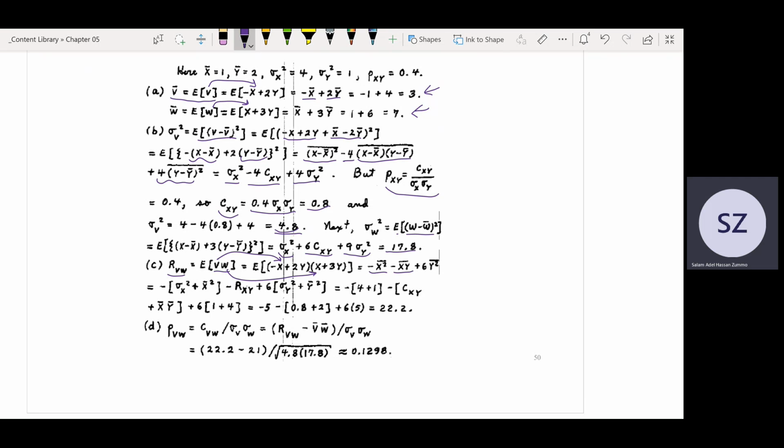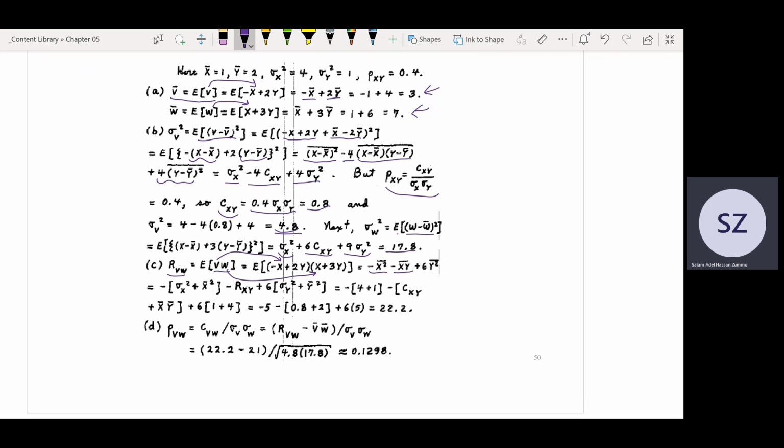Do we have the first one? Expected value of X squared. Do we have it? How to find it? We have the variance, right? And we have the mean. So what is this equal to? Yes, the mean squared plus the variance.